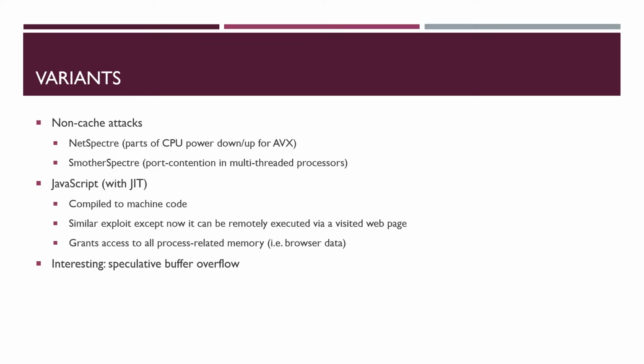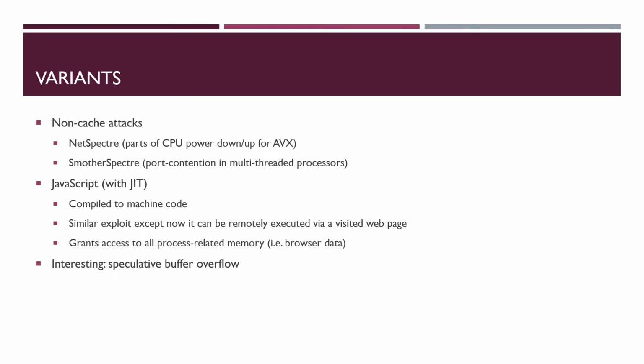So here are some variants of Spectre attacks and how they differ. Obviously, a big one is non-cache attacks. Most Spectre attacks focus on using the cache to look at what's been accessed. We found two big non-cache attacks in NetSpectre, where parts of the CPU powered down or up for AVX instructions, and we look at how quickly AVX instructions execute to see if an AVX instruction was executed previously. AVX is just an extended instruction set that lets you do some complicated math quicker.